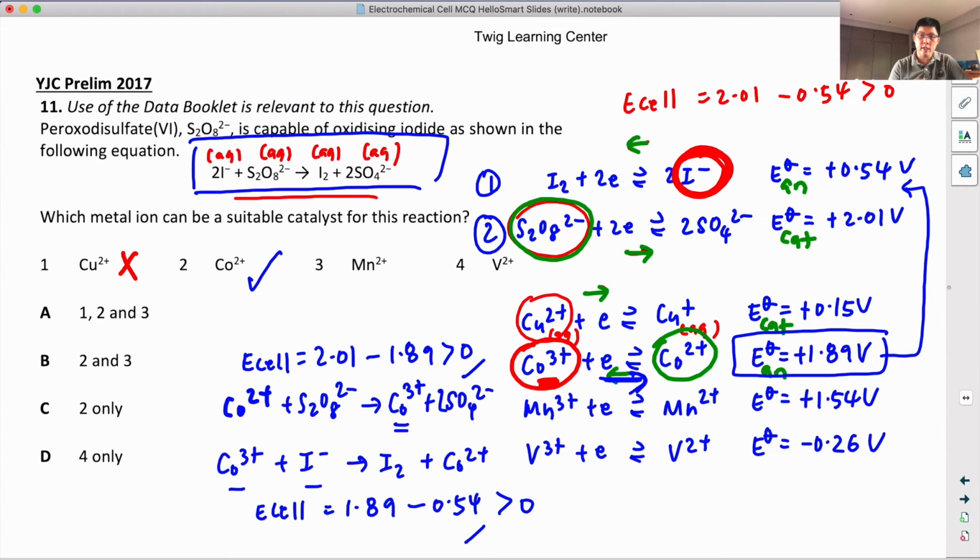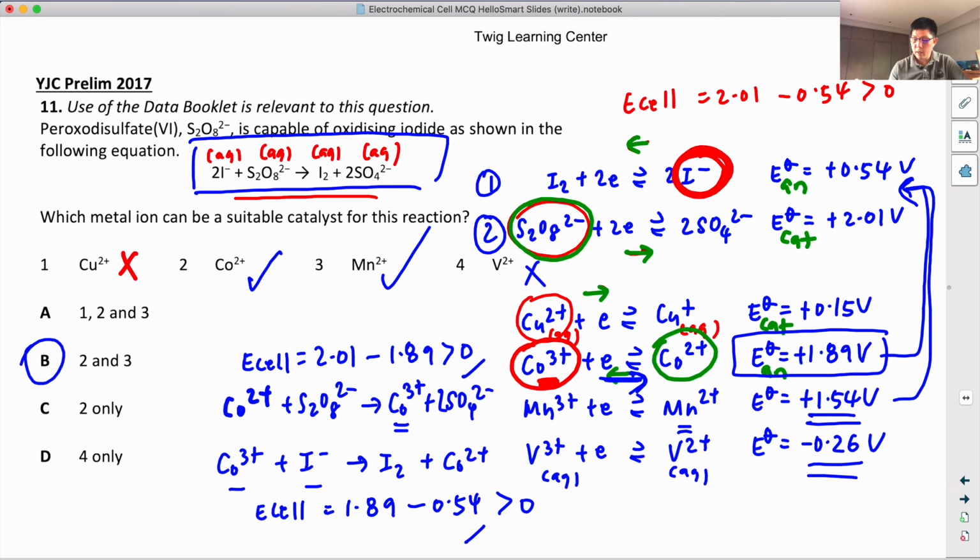If you look at the next few, look at this. This is 1.54 for manganese, Mn2+. You notice 1.54 is somewhere in between, can you see that? Which means this can also function as a catalyst. If you look at V2+, make sure you pick those that are both equal on both sides. So V2+ and V3+, and look at the value. This value doesn't lie somewhere in between, which means it's not going to work. So the answer is only 2 and 3. So the answer is actually B.